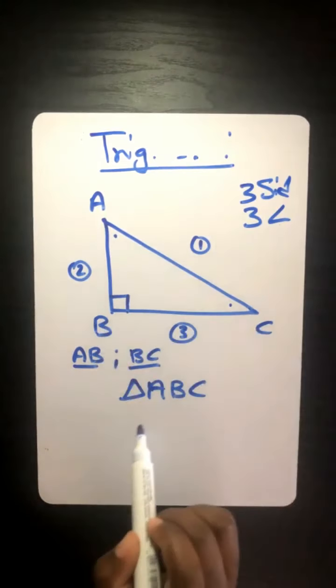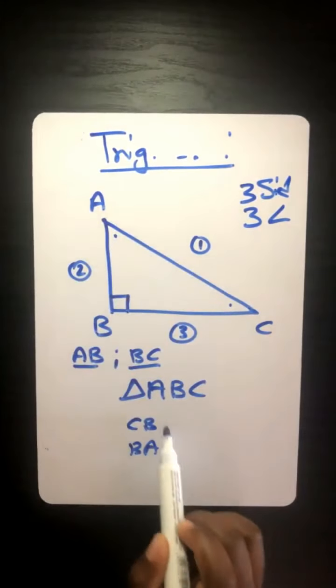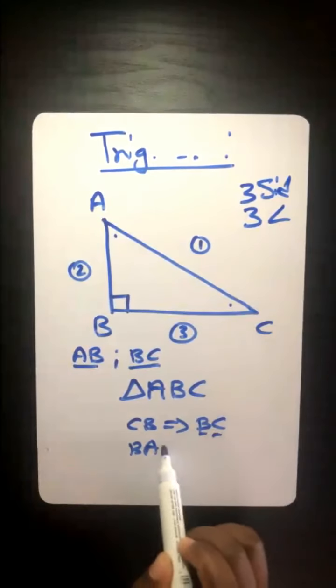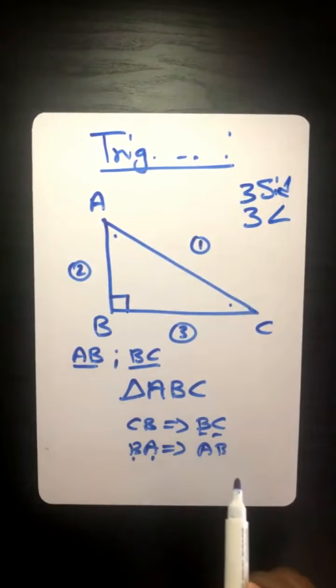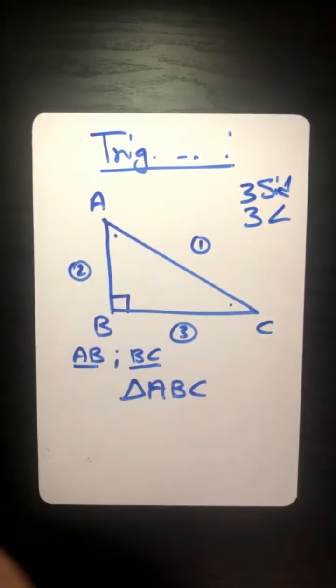Don't call that side CB. Don't call that side BA, but rather call it BC, because B comes first, C comes second. Then that one is going to be AB. So try to organize your work.